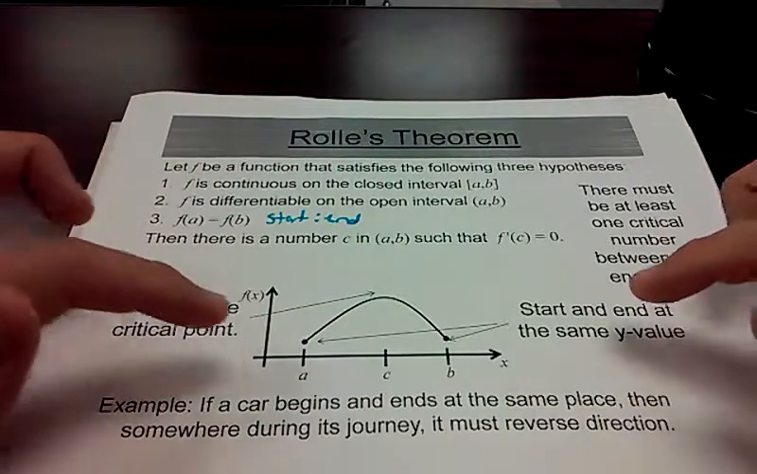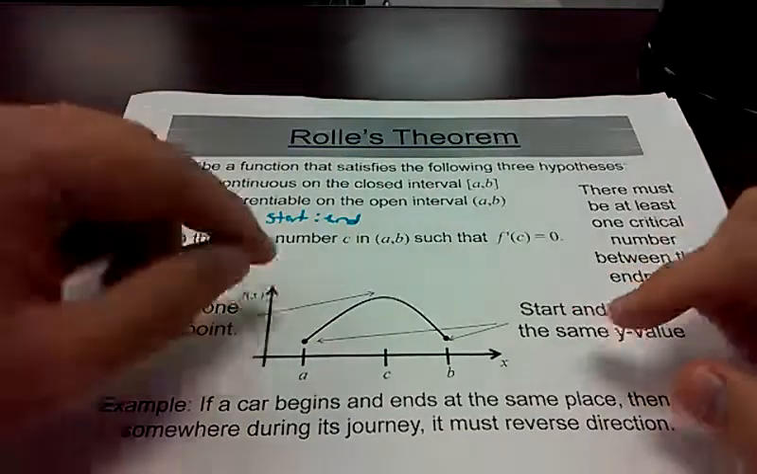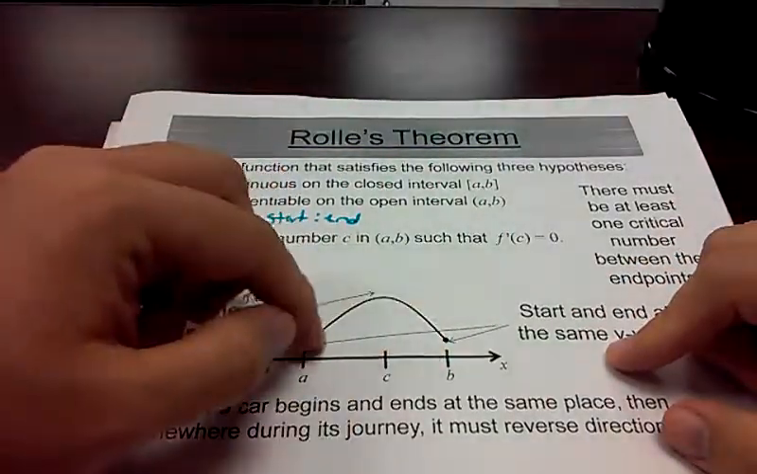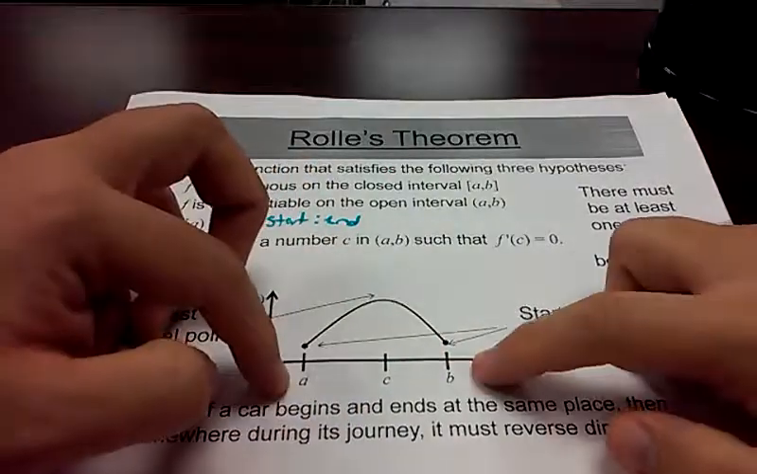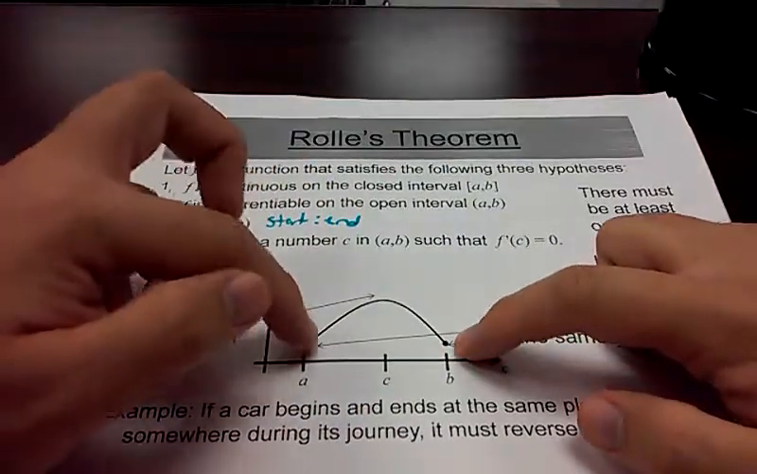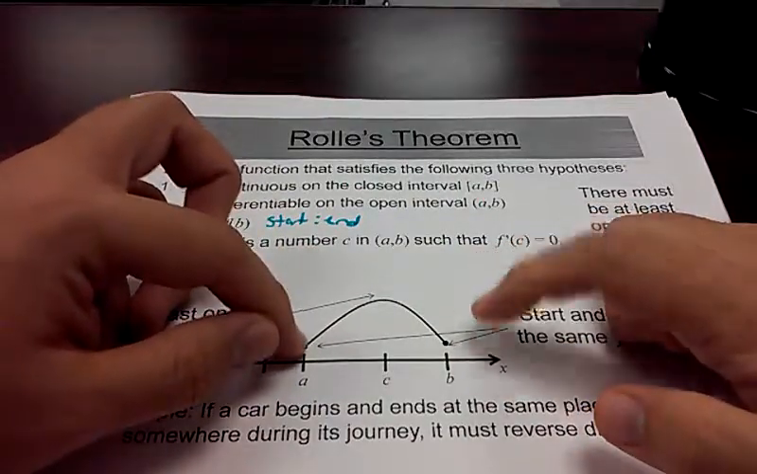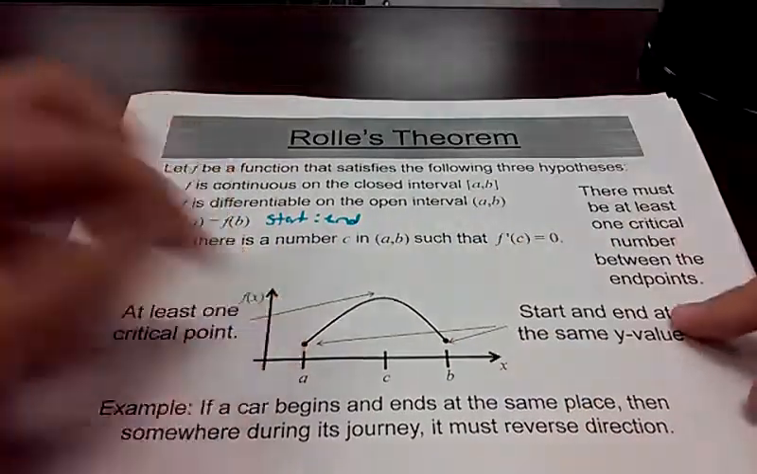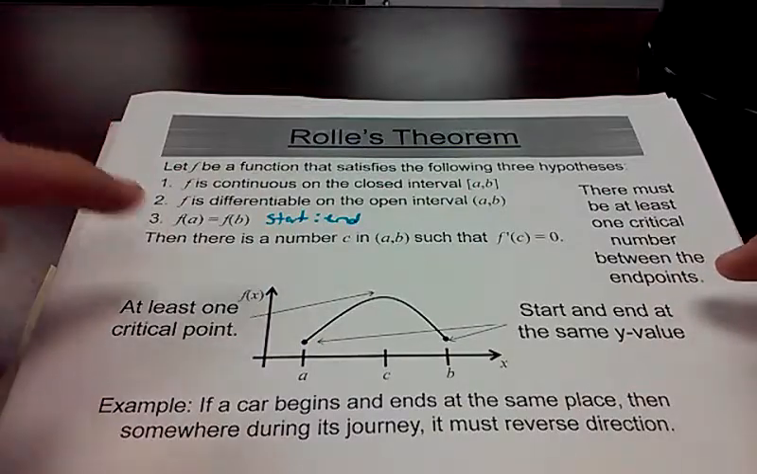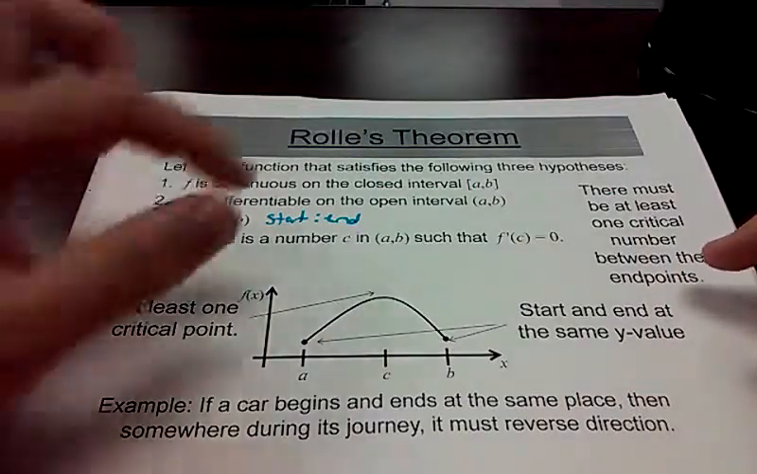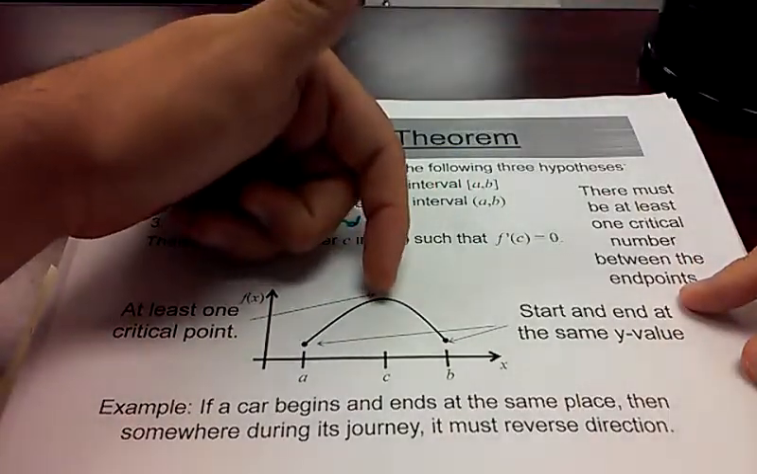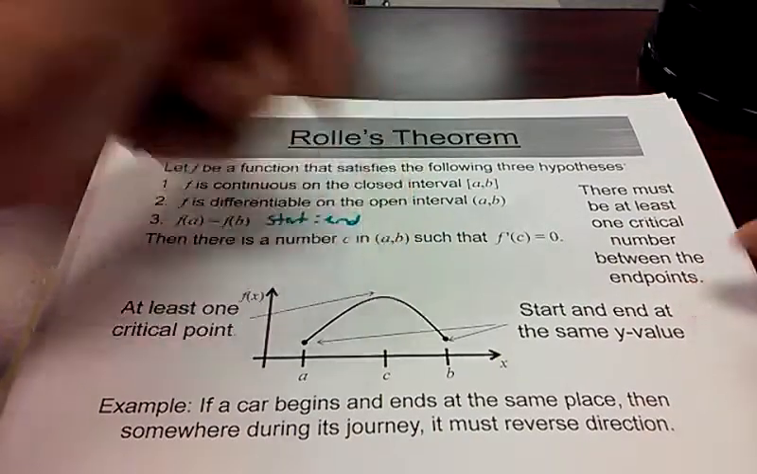So let's look at a geometrical version of that. Let's say you have a function. Notice it is continuous on the interval [a, b]. It is differentiable on the interval (a, b). And also notice that f(a) is equal to f(b), right? They start and end at the same y value. What Rolle's theorem says is that if those three statements are true, then there has to be at least one critical point or one critical number in there.